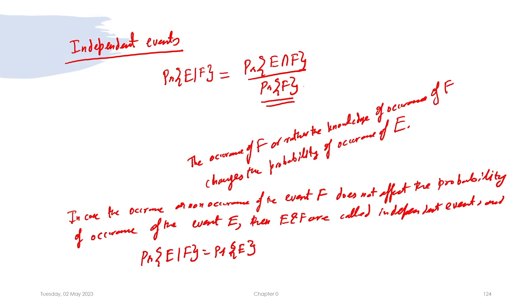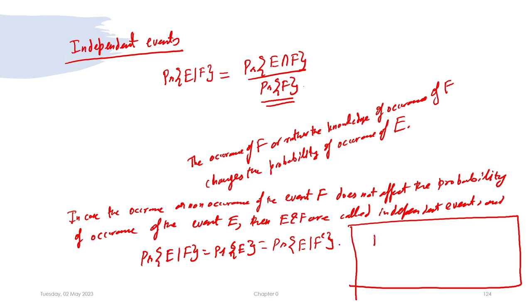In case E and F are independent, then the probability of E given F equals the probability of E given F complement. The probability of occurrence of E is not affected by the occurrence or non-occurrence of F. For two events to be mutually independent, the sure-shot test is that the probability of E intersection F equals the probability of E times the probability of F. That is, the probability of their joint occurrence is the product of their individual probabilities of occurrence.